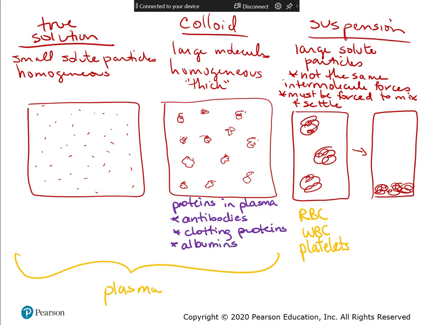But what they do, they stay dissolved. Even if the blood stops moving, they stay dissolved, but they actually make the blood thick, that colloid characteristic. But then also dissolved in plasma are all of the very small solute particles that are transported. So what kinds of things are carried in your blood?